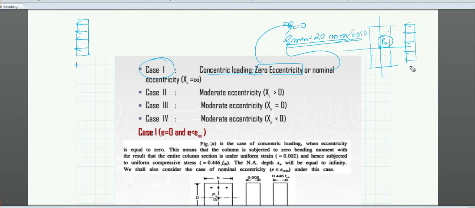And what will be the value of the stress? The maximum value of the stress that you can allow is 0.446 fck. This much stress you can allow here, right? So this is for the first case. That means when eccentricity is 0 or nominal eccentricity is there, the stress is perfectly rectangular. It is the same all along the cross section.